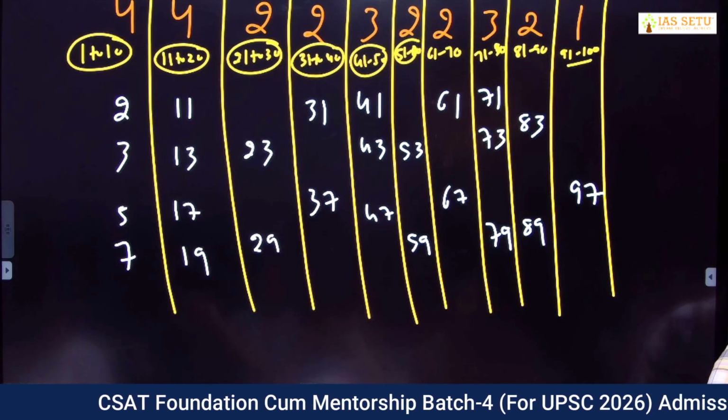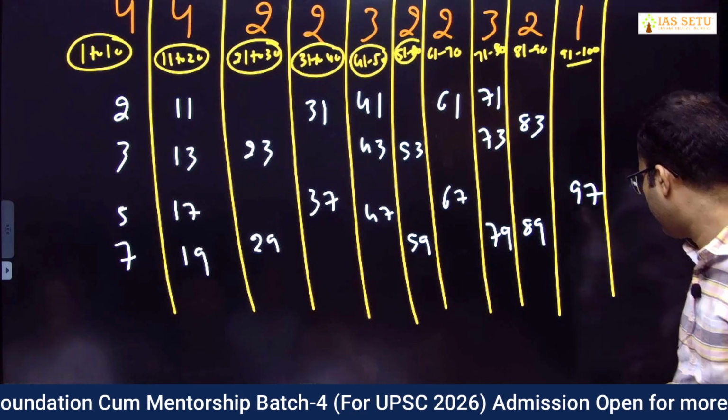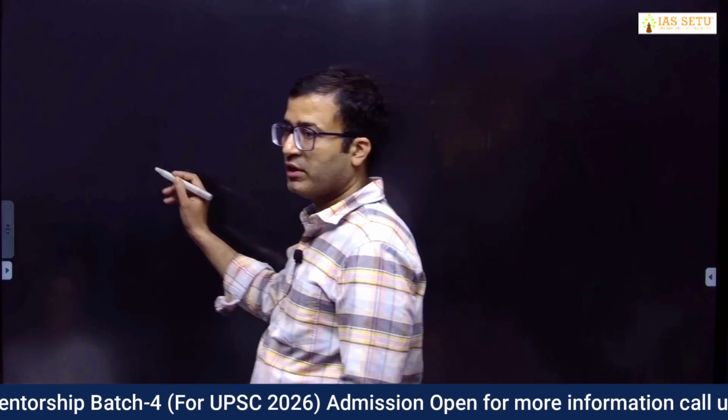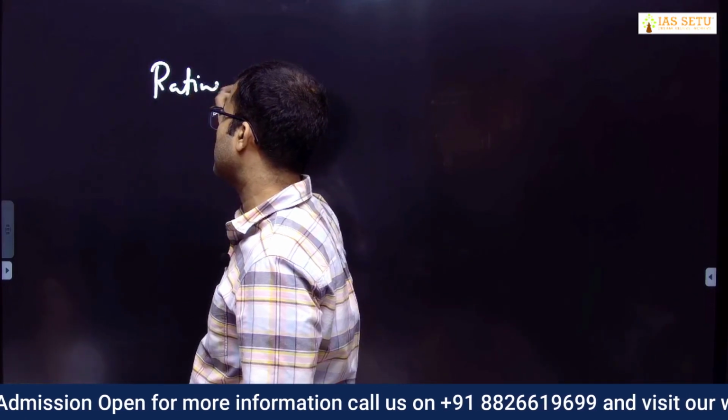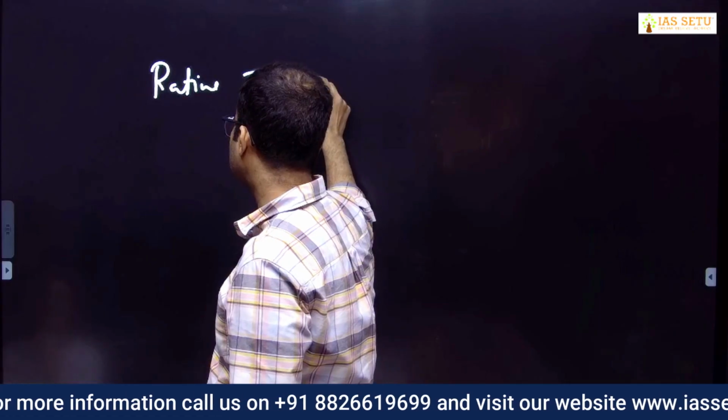ओके जी, चलो। So what we have done today, first we work on number chart, especially rational and irrational number. I think that is clear.